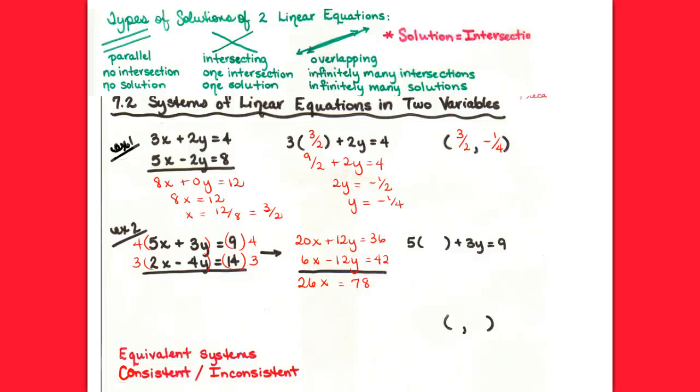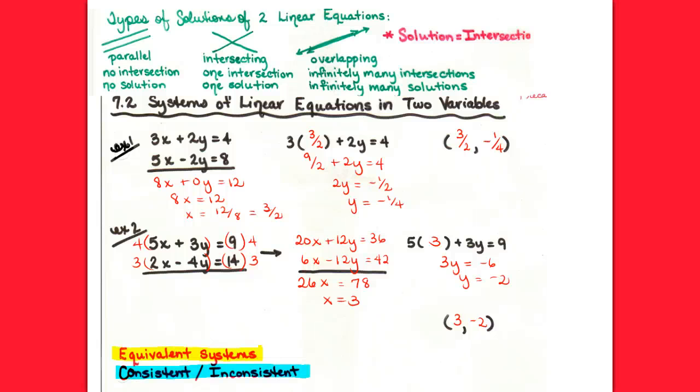Okay, so how do we get x by itself? Divide by 26, and we'll get x equals 3. Then how do we find y? Plug x in. So we'll put 3 in the place of x in either one of the equations. I chose the first one. And then we can find y is negative 2. So we're going to write that solution again as an ordered pair, 3, negative 2.